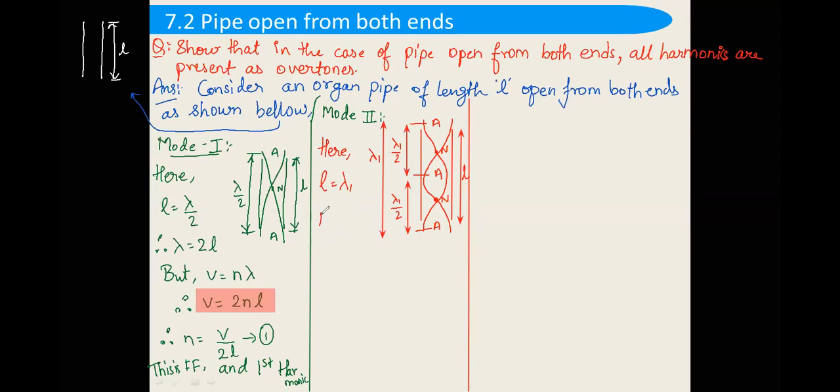Then what is the value of V? V is equal to N lambda. So lambda here is lambda 1, so this will be N1. The multiplication will remain constant, because this V is the velocity of sound in air, which is always constant. It is 340 meters per second. So the value of lambda 1 is L. Therefore, V is equal to N1 into L.